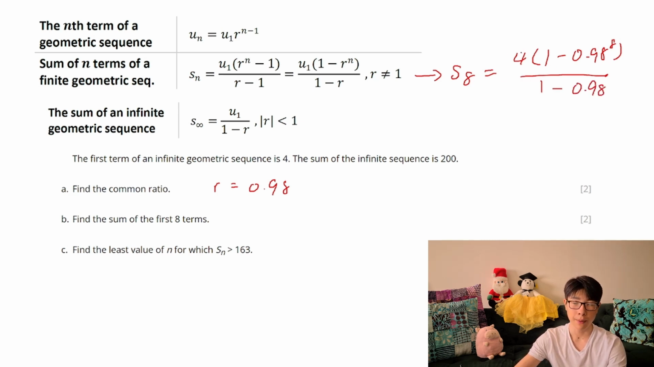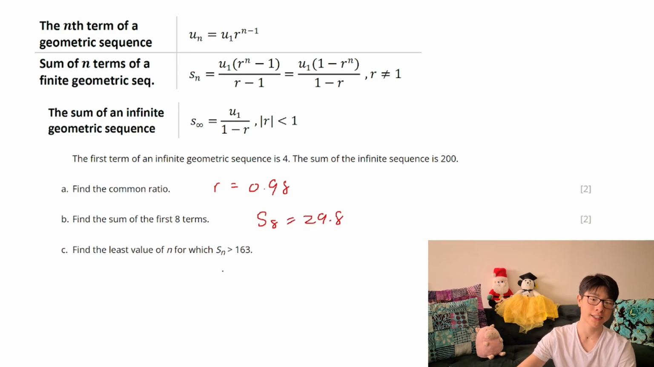And I'm pretty sure this is a paper 2 question, so you can just put that into your GDC or any other calculator that you have, and you'll end up with 29.8. Alright, so for part C, find the least value of n for which Sn is greater than 163.